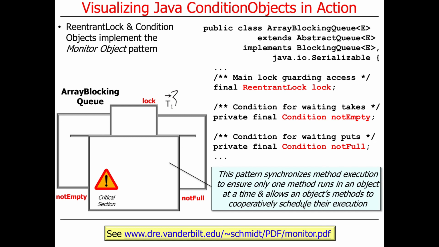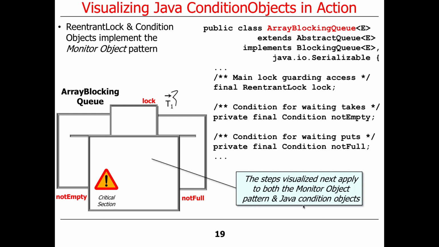And we'll see this using a little diagram here. This diagram illustrates the monitor object. And as you can see, it's going to have a critical section, which is where the code execution will take place. It has this little anteroom that's like a lock that's used to defer access, so there's only one thing in here at a time. And then we've got these two things off to the side called not full and not empty. And those are essentially queues where threads wait when they aren't able to make forward progress. And I'll explain how that works in a second. So many of the steps we're about to look at apply for both the monitor object pattern and also the Java condition objects.